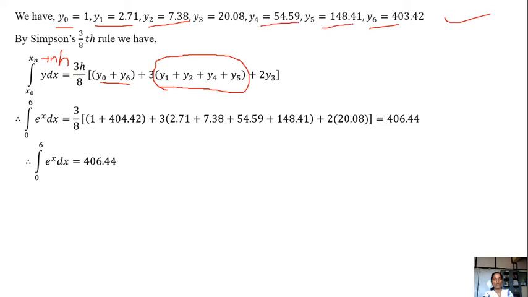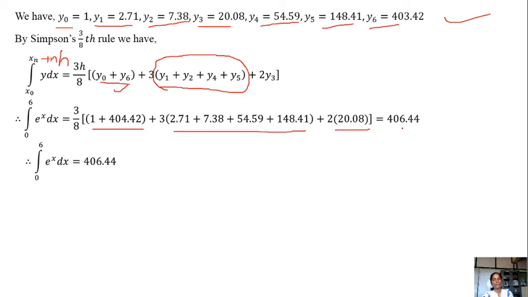Then y4 and y5 are there, so I have written 3 times y1, y2, y4, y5, plus 2 times the terms whose index must be a multiple of 3. So here only y3 is there, because y6 is also a multiple of 3, but y6 is the final argument, and we have already included y0 plus y6 here. So here there is only one term, 2 y3. Whatever the values of y1, y2, y4, y5, y6 are, just put the values here and simplify.